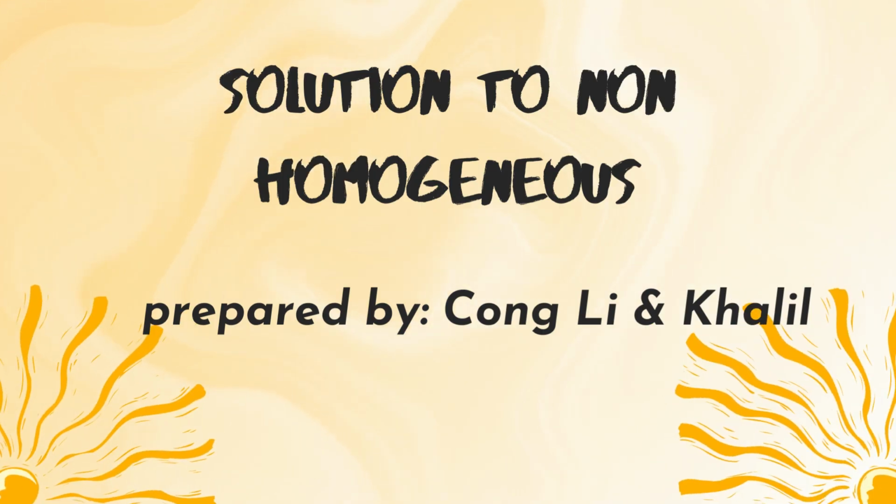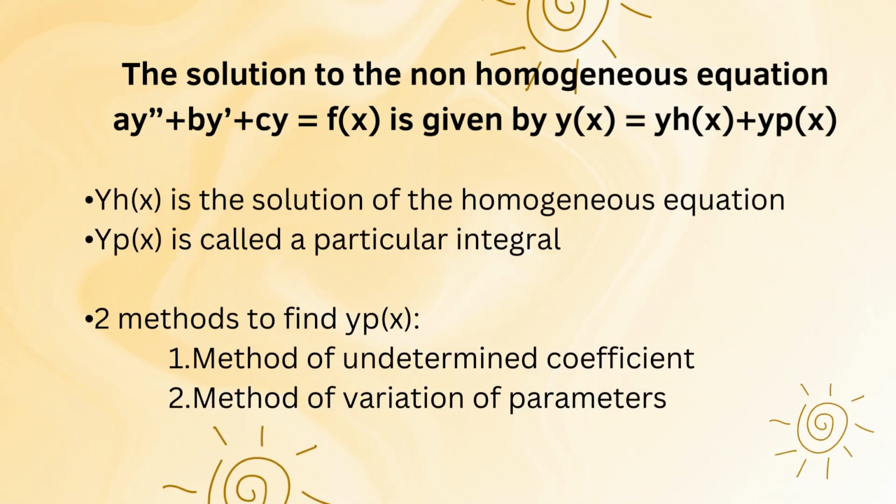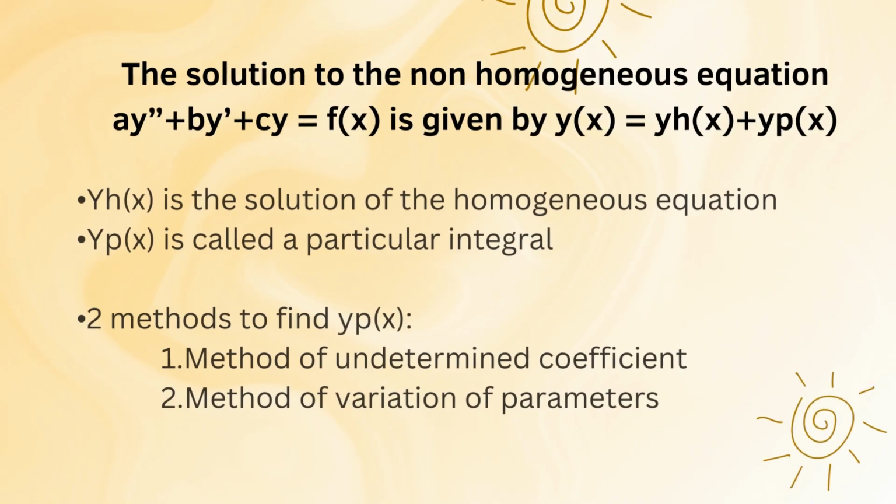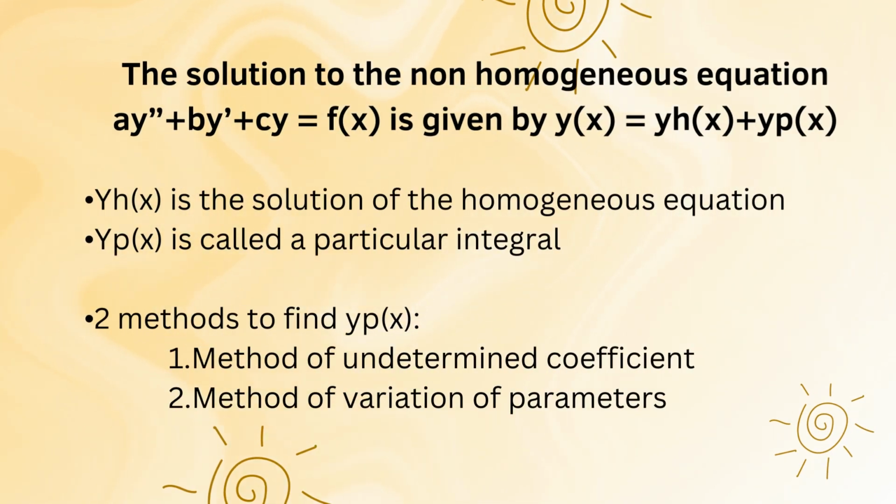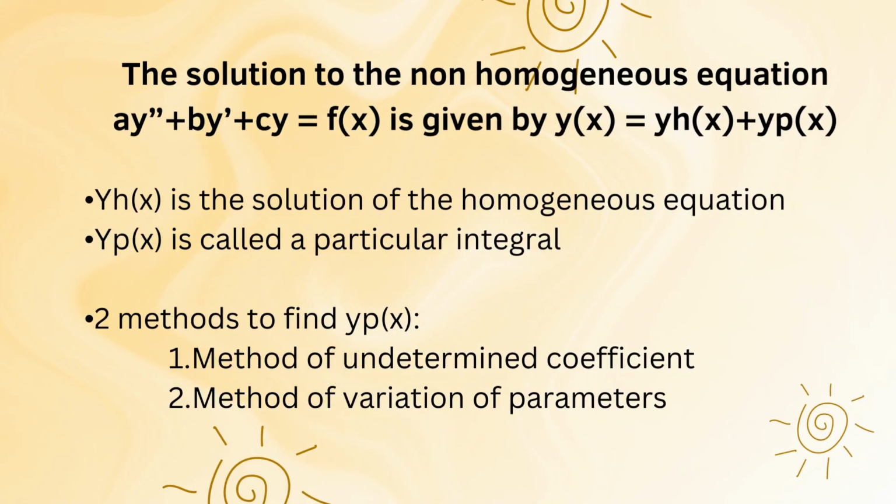Hi, my name is KHALIL and I'm going to explain about solution to non-homogeneous. The solution to the non-homogeneous equation ay double prime plus by prime plus cy equal to f(x) is given by y(x) equal to yh(x) plus yp(x). The yh(x) is the solution of the homogeneous equation. yp(x) is called the particular integral. There are two methods to find yp(x). First, method of undetermined coefficient, and second, method of variation of parameters.